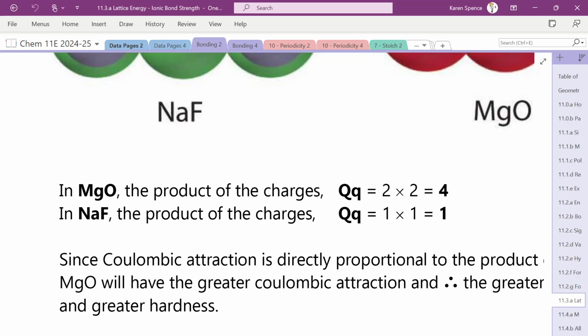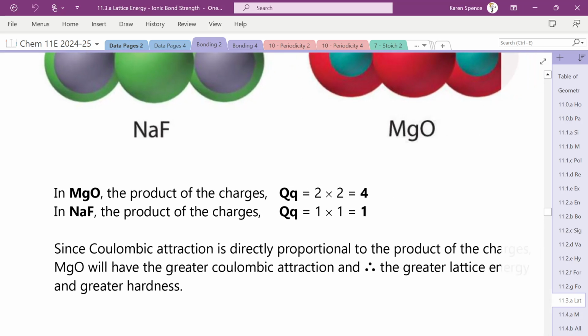And if you remember, the Coulombic attraction is equal to KQQ over R squared. So both charges are larger in MgO, and so that will make MgO harder. It will also mean that it has a higher melting point, and its lattice energy will be greater. Are we good with that?